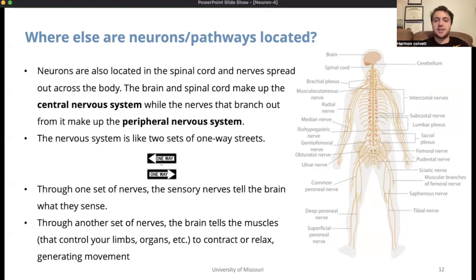If you touch an object, your finger feels it. It goes up to your brain. And let's say it's hot. Your brain says, oh, let's move that hand. So it goes back down to the hand and it moves it. That's the concept we're trying to talk about here when we say two sets of one-way streets. And it comes in handy when we talk about things like fear or salivation and other things like that.